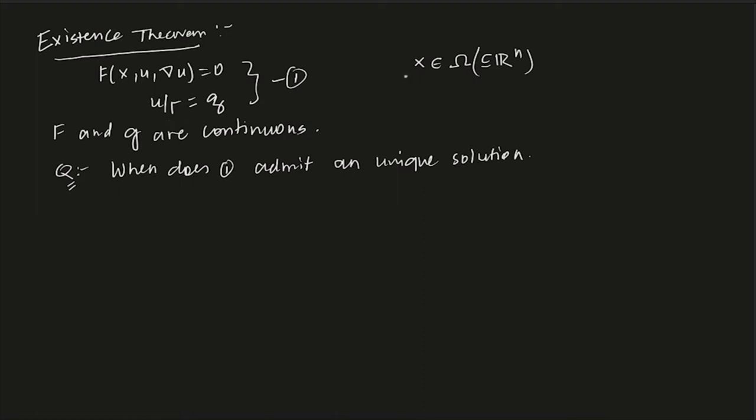Okay. And this gamma, so this is the extra assumption, x is in omega, which is in Rn, and n is greater than or equal to 2. Okay. And u restricted to gamma is g. So what is gamma? See, if you are taking your domain to be an open set in Rn, then gamma is any smooth curve, okay? We are talking about a smooth curve in Rn such that gamma is the graph of some function, okay? Graph of some phi.